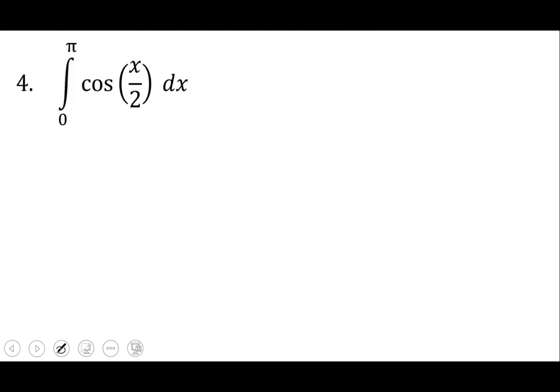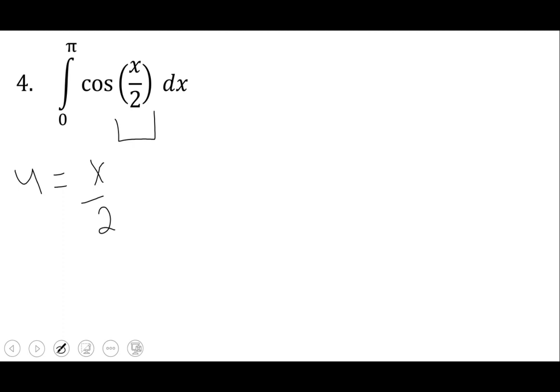Last but not least, our final problem here brings a little bit of trig back into the mix. So here we are trying to take the integration from 0 to pi of the cosine of x over 2 dx. Remember that you are going to start always by finding u, and u is going to be the innermost piece of the more complicated function. So in this case, u is equal to x over 2.